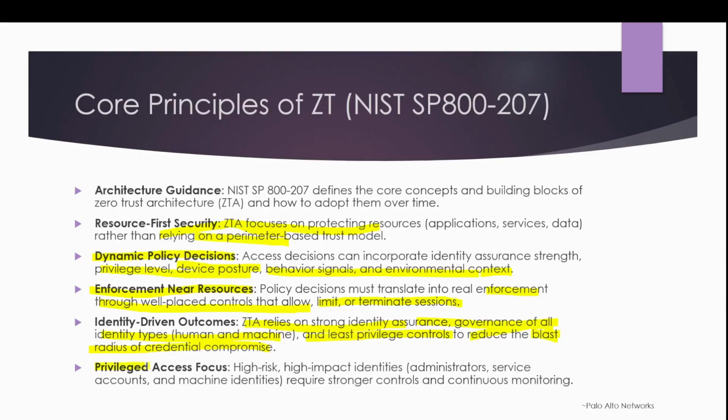Next thing is the privileged access focus. This is about high risk, high impact identities. Administrators, service accounts, and machine identities require stronger controls and continuous monitoring, right? So these are the core principles, and we should follow these things. This architecture guidance means what we should do. First, resource first security, dynamic policy decisions, enforcement near the resources, identity driven outcomes, and then the privileged access focus. These are the core principles whenever we are defining zero trust. And based on these principles only, we are sure that we are achieving the concept of zero trust.